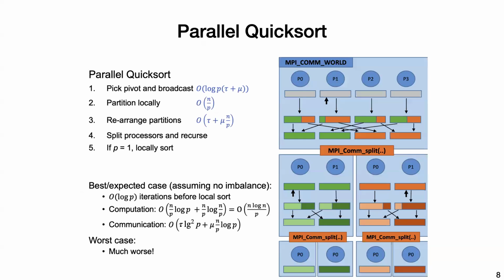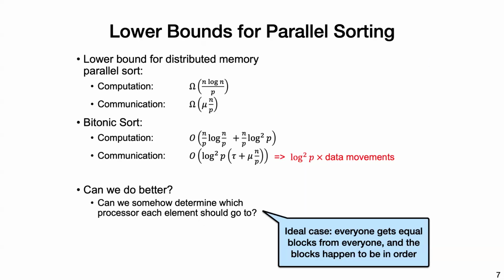One way to try to do this is parallel quicksort. It doesn't totally solve this issue because, as we know, quicksort might have imbalance, and so not everybody may get equal blocks. But quicksort is sort of an intermediate step on the way to understanding sample sort, which is going to try to achieve this case.